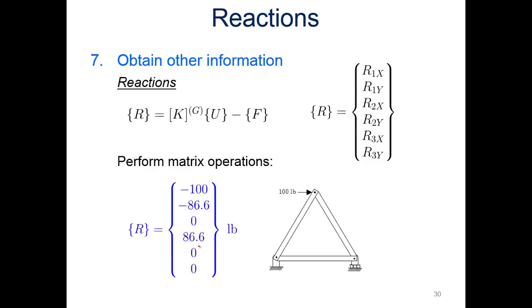And just to do a sanity check, does this make sense? We have 100 pounds being applied in the x direction. We should see a 100 pound reaction force because this is the only point preventing this thing from sliding in the x direction. So we see a negative 100 there being applied at node 1. So that looks like we're on the right track there.